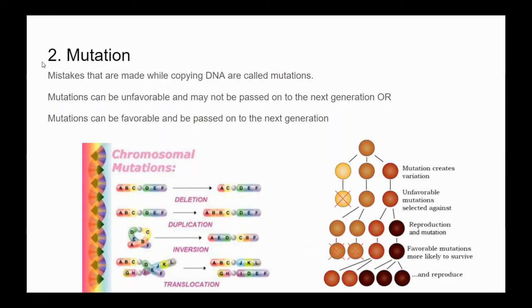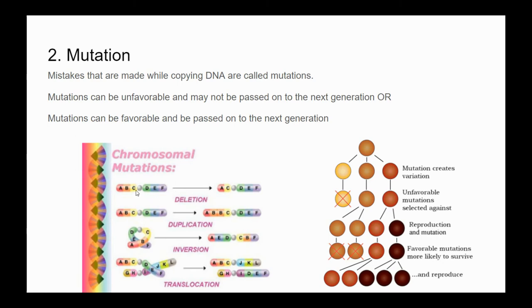Mutation, again, something we already talked about as well. Mutations are mistakes that are made while copying DNA. They can be made for any number of reasons. Mutations can be either favorable or unfavorable. If they're unfavorable, usually they're not passed on to the next generation. If they're favorable, usually they are passed on, and usually that's in combination with natural selection, right? So if we have favorable mutations, then we can get natural selection where those allow those organisms to survive.